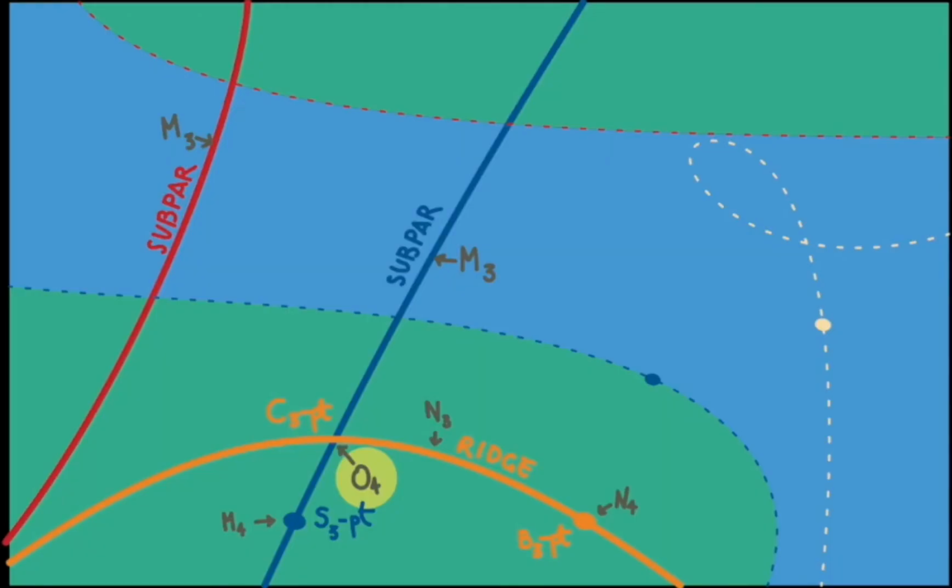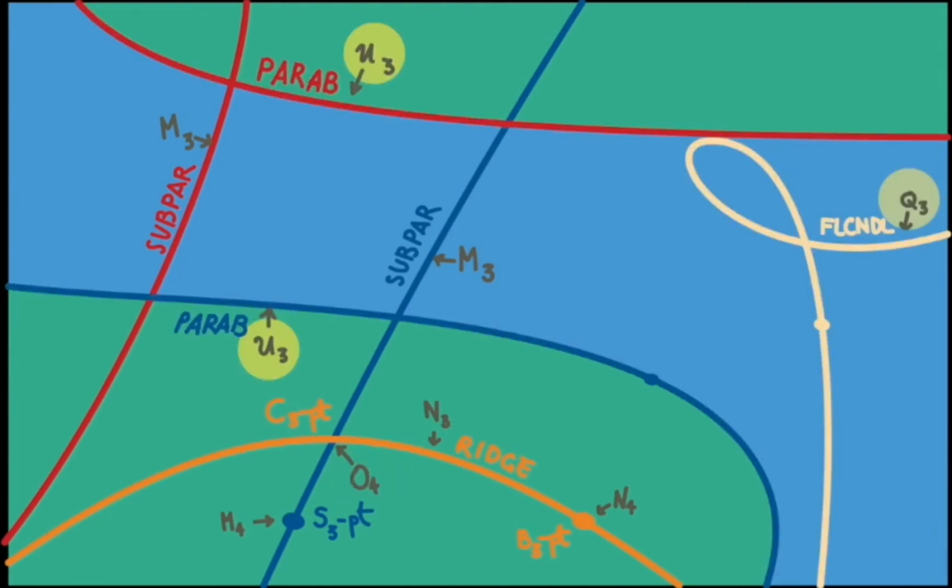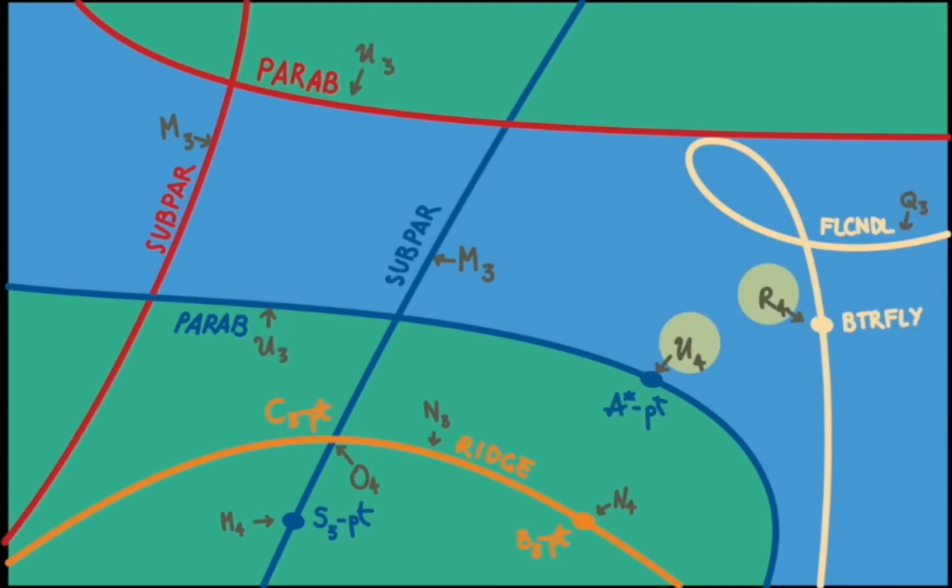What about the robust features that we couldn't detect by using folding mappings? On the parabolic curve, you will get a U3. On the flecknodal curve, you will get a Q3. And then for the special points, on butterflies, you will get an R4. On A asterisk points, you will get a U4. And then notice, the parabolic and subparabolic curve, they can meet with same color, that is red and red or blue and blue, or with different color. If they meet with same color, you will find an X4 singularity. And if they meet with the different color, you will get a W tilde 4.